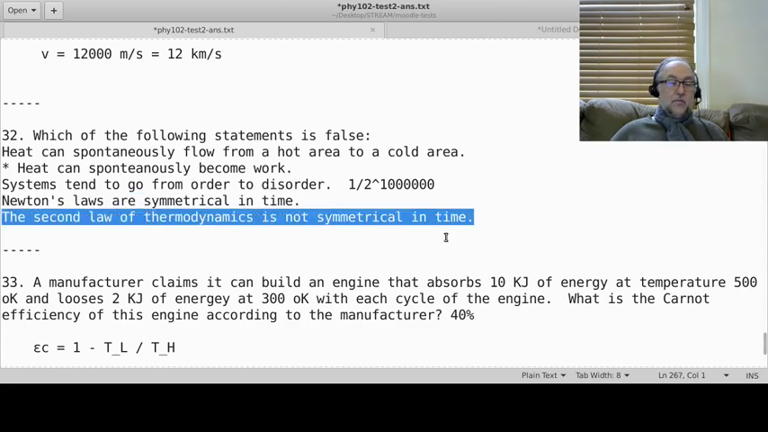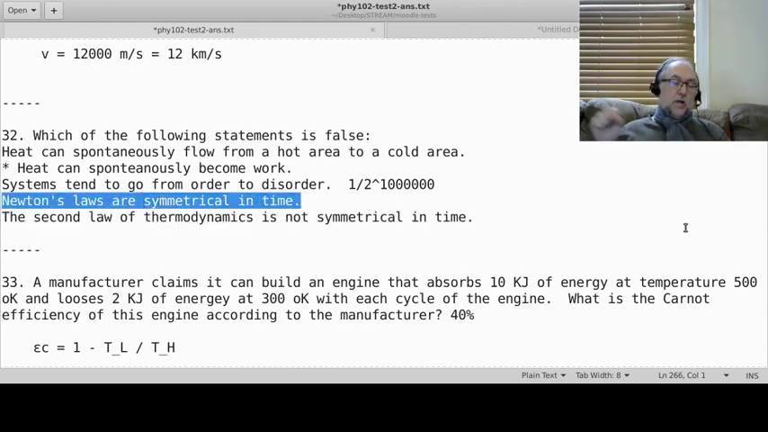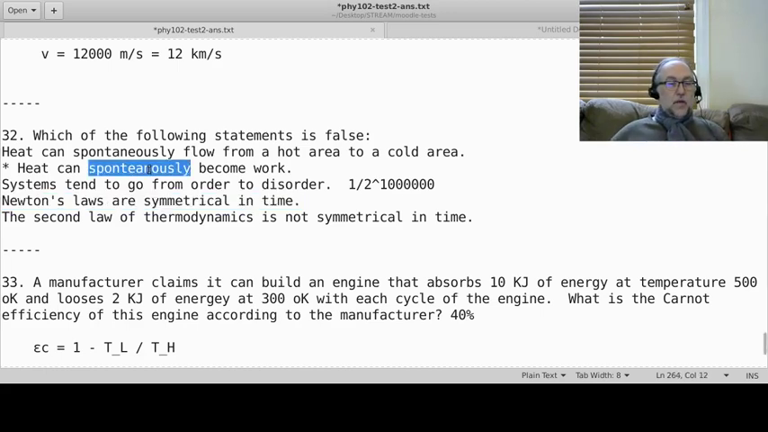Okay, so the second law of thermodynamics is sometimes called time's arrow. It points towards forward times because things are always going to disorder, never the other way around. Okay, Newton's laws, no, they're symmetrical in time. If you watch a billiard ball bouncing off of the bank of a pool table or something like that, you run that movie backwards, you can't tell that the movie's running backwards. Okay, so the only one has to be this one.